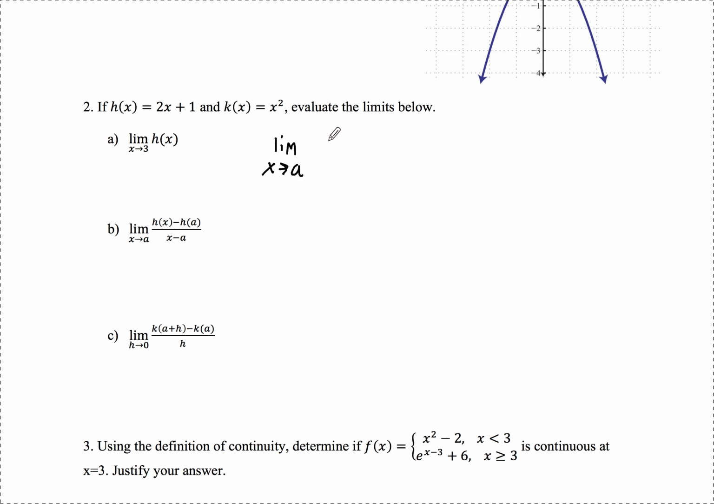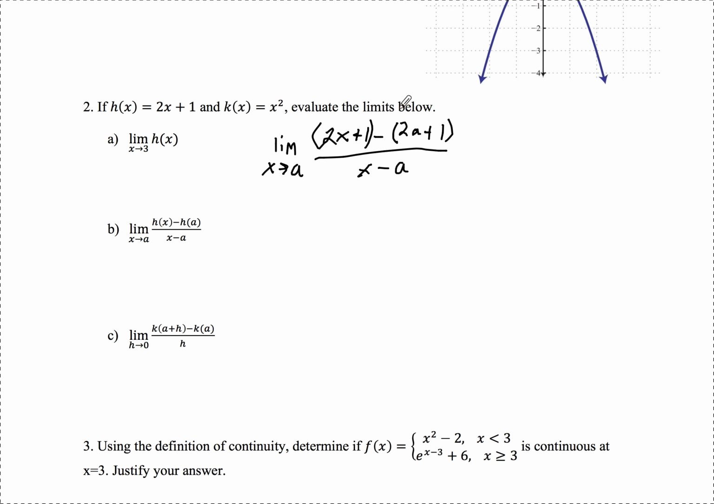h of x is 2x plus 1 minus h of a. So this is its own quantity. I'm going to take h and plug a in. So that's just going to be 2a plus 1. Notice I put in parentheses. If you want to, we can actually put both of them in parentheses so you can see h of x minus h of a over x minus a.